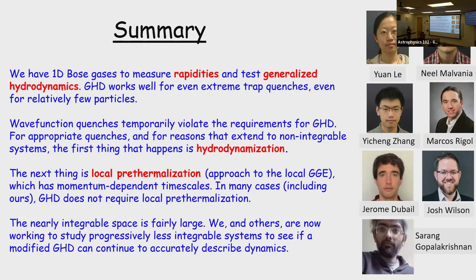So this nearly integrable space is already pretty large because it doesn't just require the perfection of integrability. You can be not integrable and still model the system pretty well. But one of the things that we're trying to do going forward is to purposely add non-integrable terms to try to see if we can use the success that you can have for description with nearly integrable systems in progressively non-integrable systems, and maybe get in this way an approach to understanding an even wider range of systems.